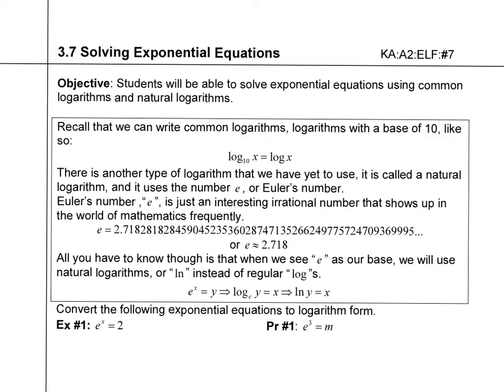So we've already played with common logs, but I just want to remind you what a common log is. That's a log with a base of 10. So we just write that as log x. So log base 10 of x, we just write that as log x. Okay, that's a common log.